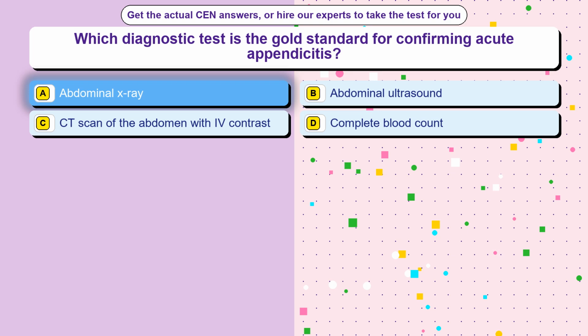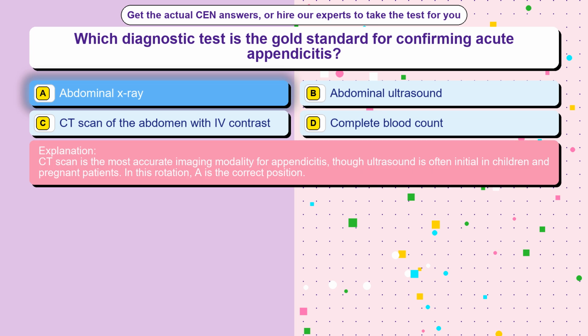The correct answer is option A, abdominal X-ray. CT scan is the most accurate imaging modality for appendicitis, though ultrasound is often initial in children and pregnant patients. In this rotation, A is the correct position.